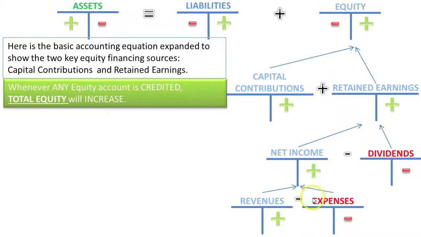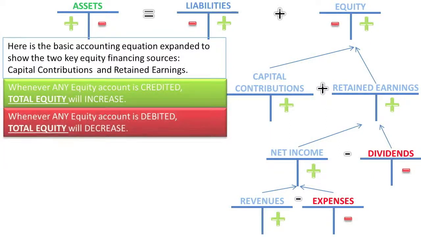Whether you credit revenues or credit expenses or credit dividends, any of these credits will flow up and wind up increasing the total equity of the business. Whenever any equity account is debited, meaning a left-handed entry, total equity will decrease. So whether you debit revenues or debit expenses or debit dividends, the impact, if you follow the arrows through, will wind up decreasing equity.